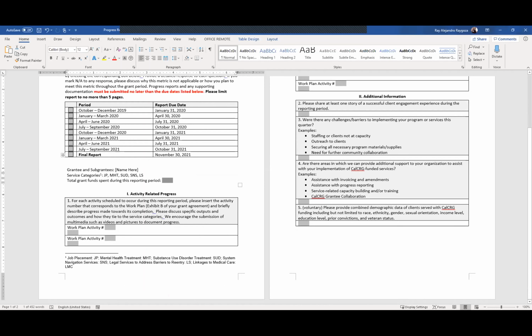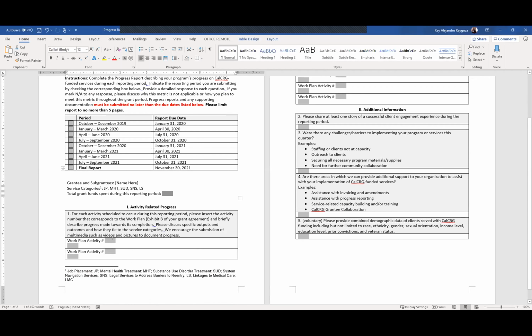Then the next part is the activity-related progress, and this remains the same as it was before. We ask that you first enter the activity number. For example, here it can be activity number 3. And then you can enter the description, whatever happened that quarter.